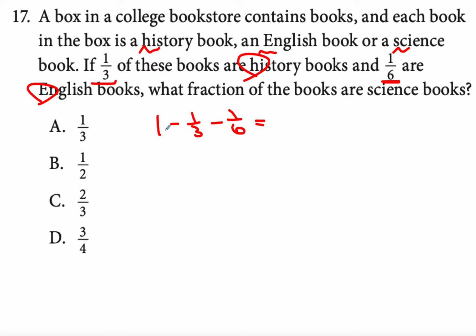Then in this case, what I can do is use a common denominator of 6: 6 over 6 minus 2 over 6 minus 1 over 6. Now this is the same thing as 6 minus 2 minus 1, so total 3 out of 6, which is equal to 1/2. Choice B becomes the answer.